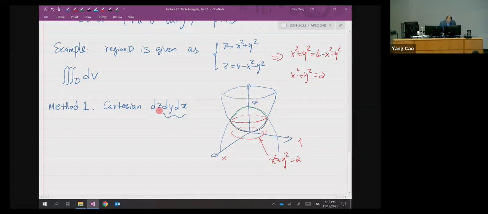The next step, once you get the shadow, is to follow the procedures of Cartesian coordinates for finding the limits. If you recall, what you do is, within the shadow, pick a point, and then you draw an arrow line in the positive z-axis direction.